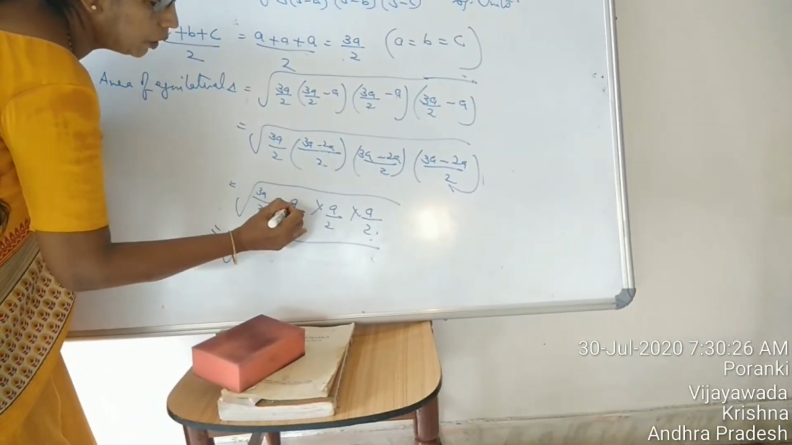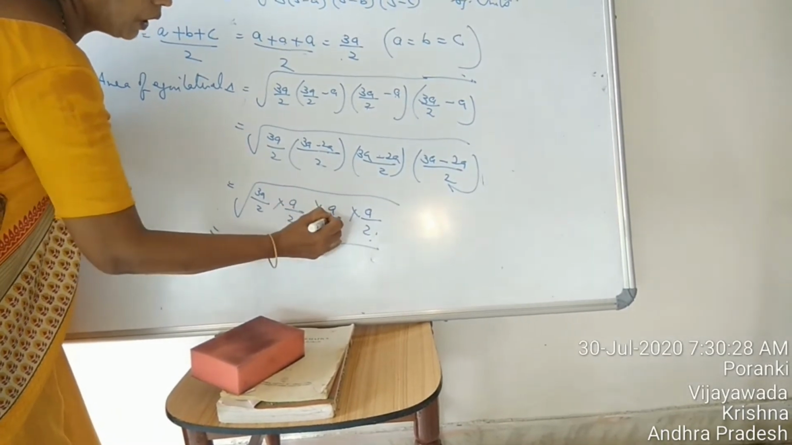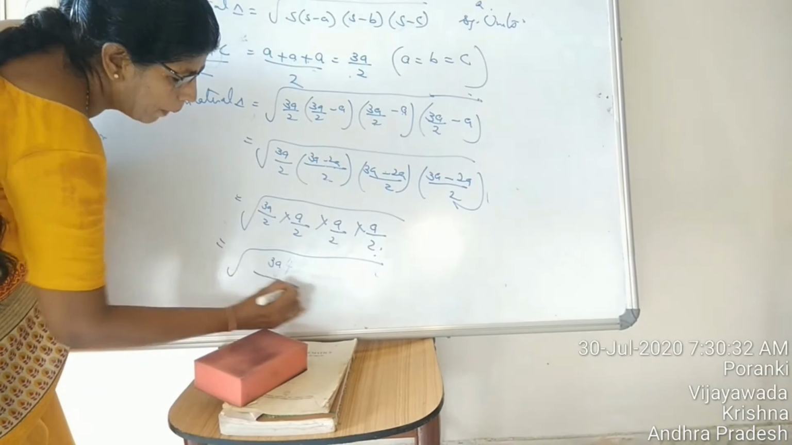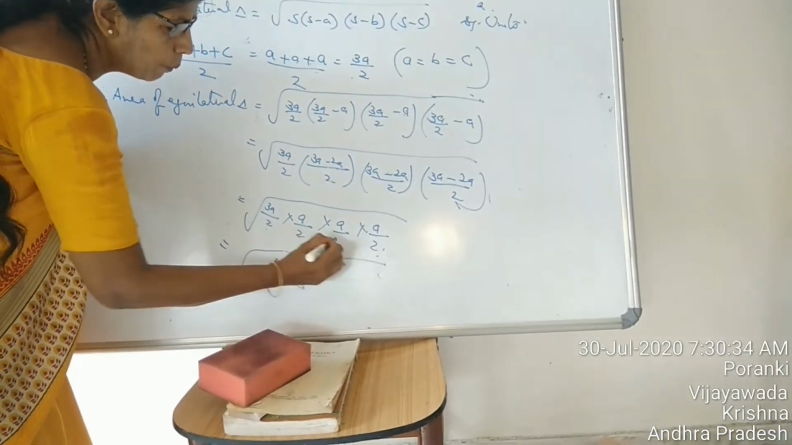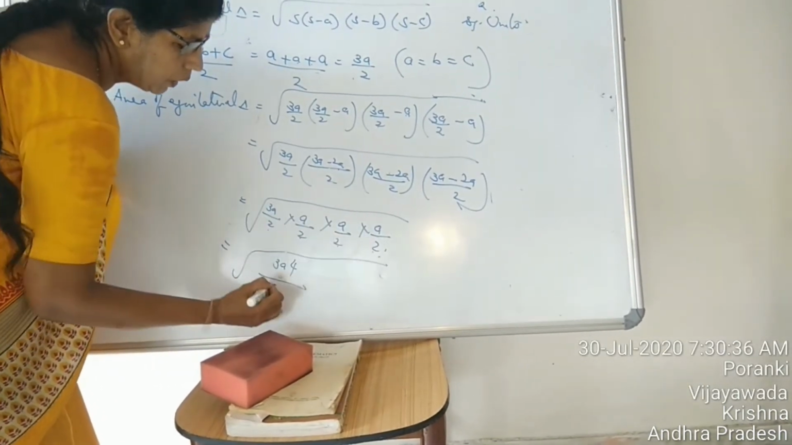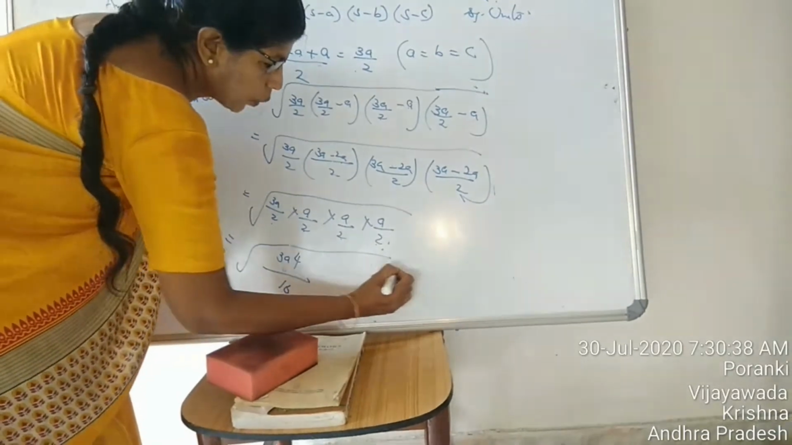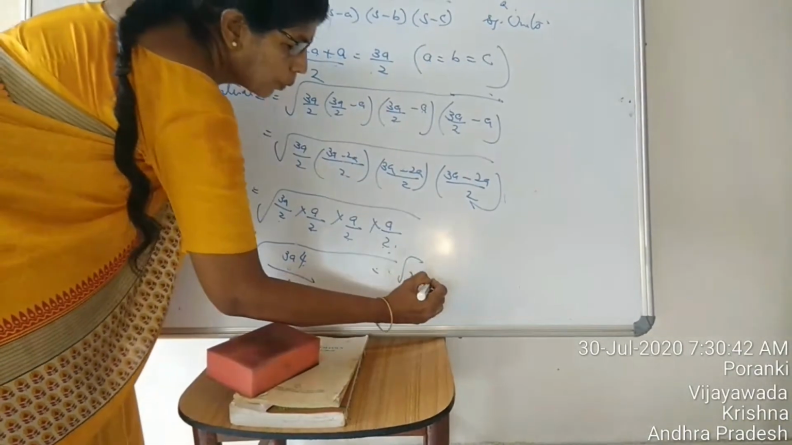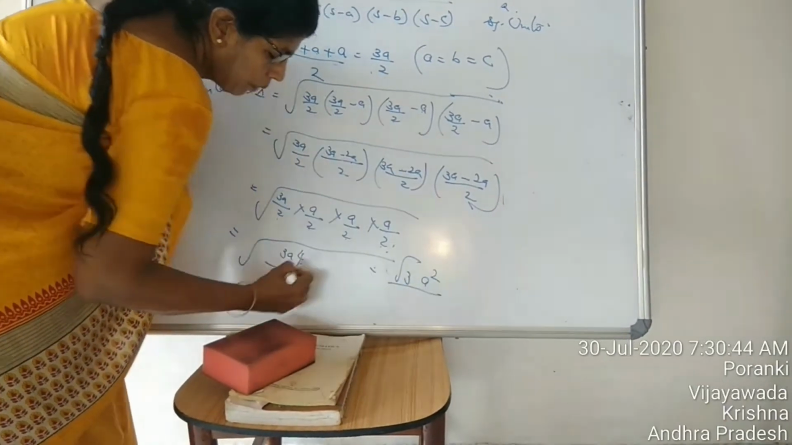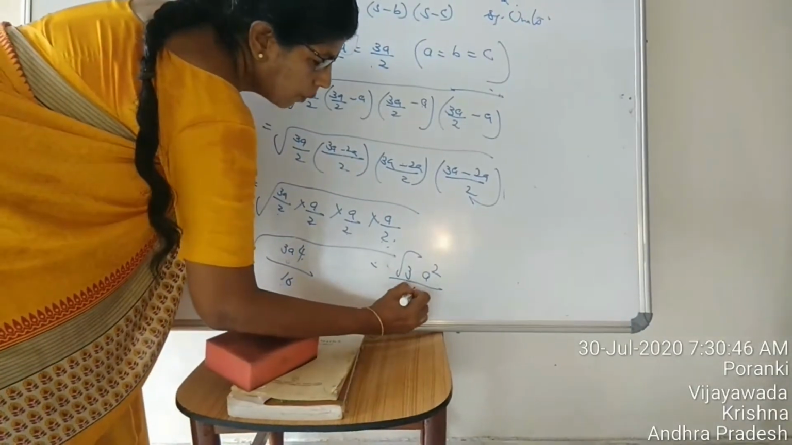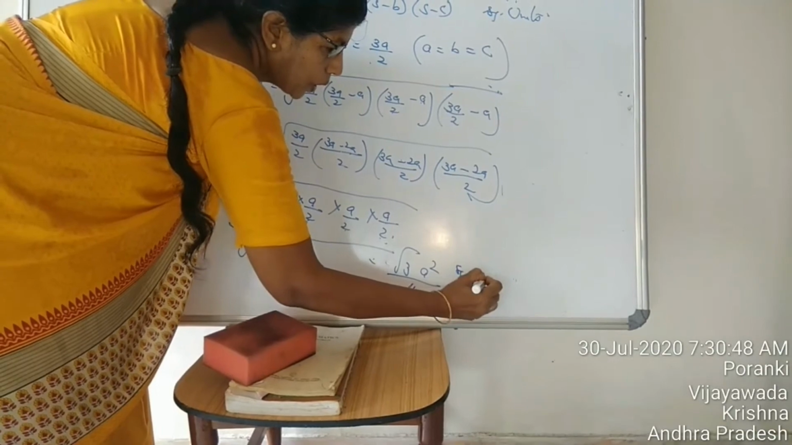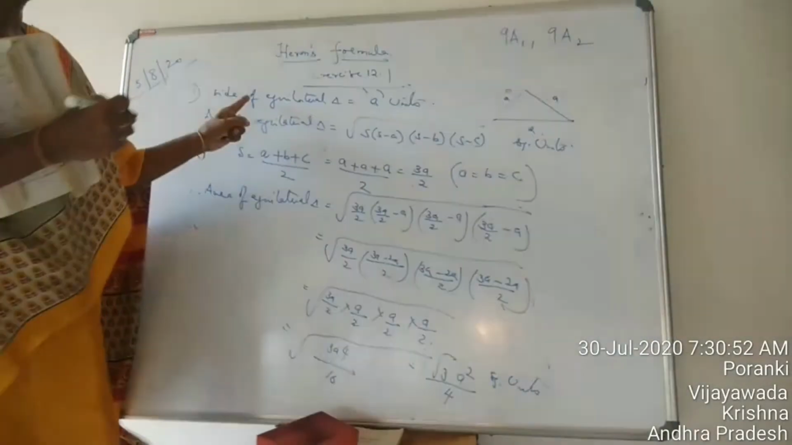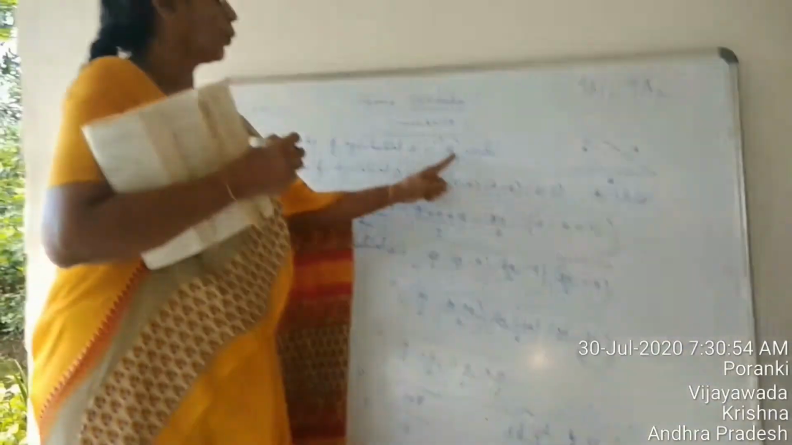Multiply, children. How many a's? A into a, a square, into a, a cube, into a, a power 4 by 2 into 2, 4. 4 into 2, 8. 8 into 2, 16. Square root, children. Square root of a power 4 is a square, and square root of 16 is 4 square units. I shall repeat, children.